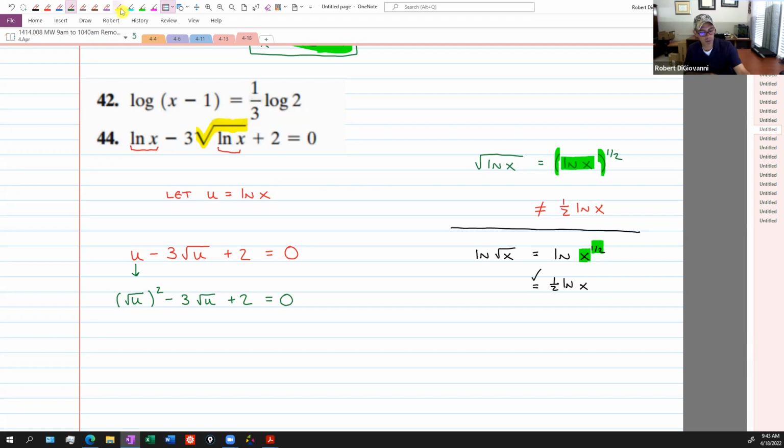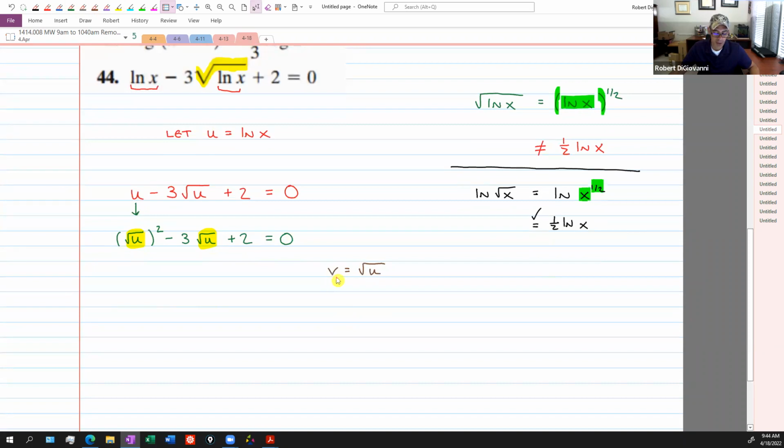Do y'all see we have a square root of u in both of these now? See, these both have square root of u. I'm going to make another substitution. Watch. I'm going to let, I can use any letter, I'm going to let v be equal to the square root of u. So everywhere I see a square root of u, I want to put a v. So what does this new equation become?